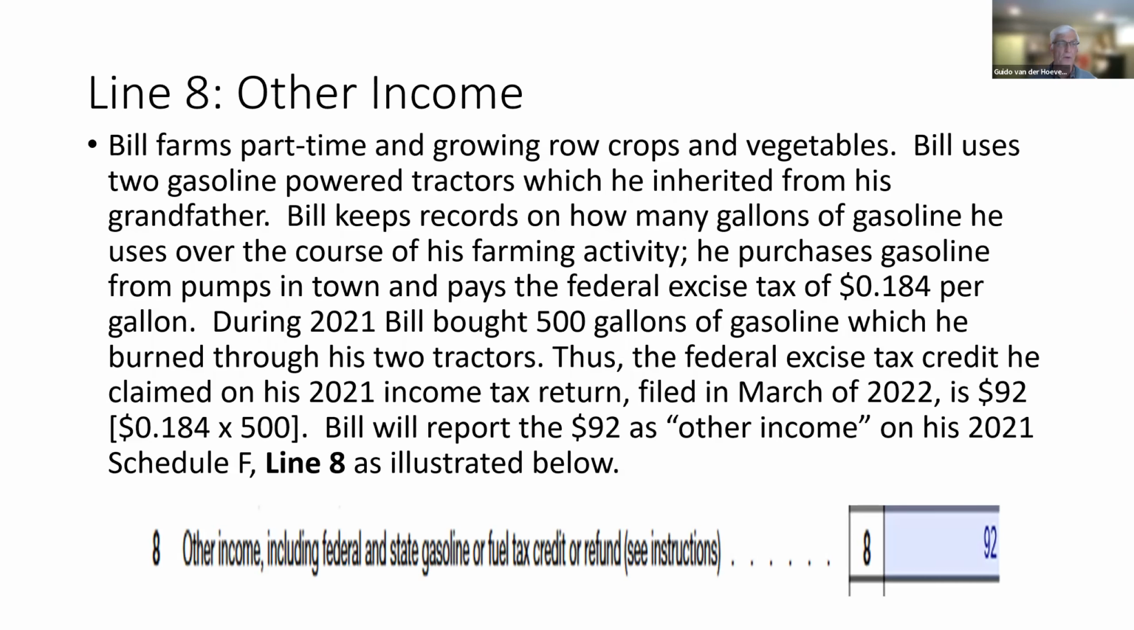Here's just an example of looking at that. Bill buys 500 gallons of gas. He's burned it through his 2 gas tractors. The federal excise tax that he claimed on his 2021 return is going to be filed in March of 2022. So it's $92. I got that by the federal excise tax of 0.184 per gallon times 500. And so he's going to report that as other income on his Schedule F in the following year.